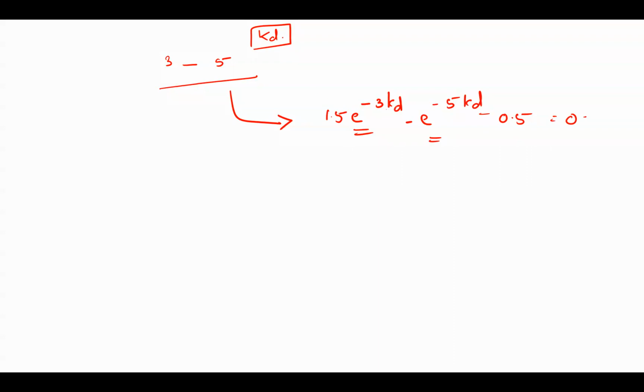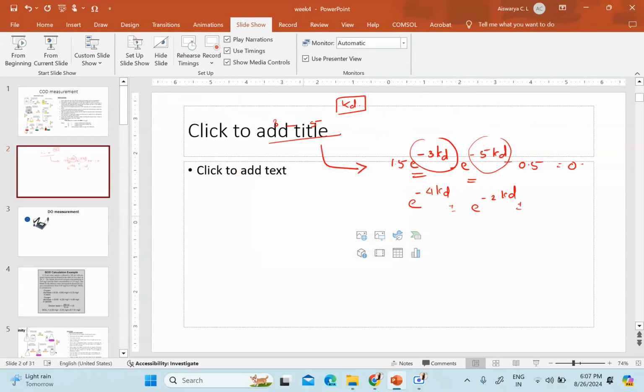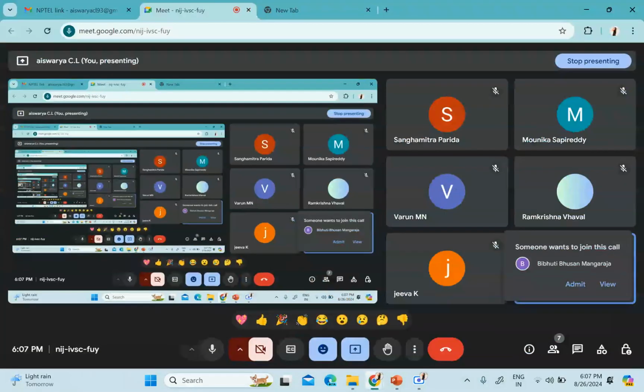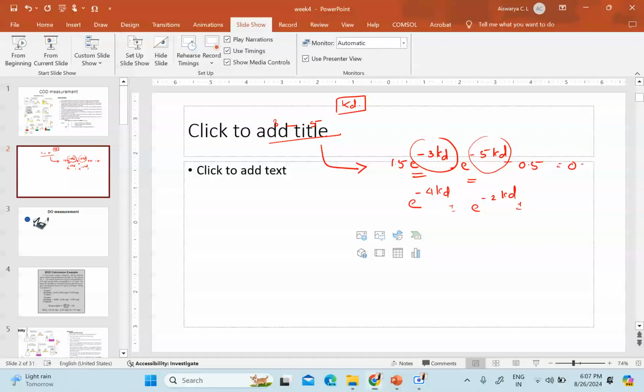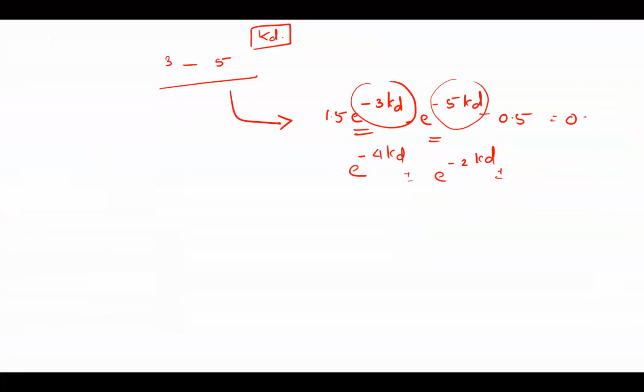So in this equation, we have minus 3 KD and minus 5 KD. We already solved one equation which has e raised to minus 4 KD, some plus or minus e raised to minus 2 KD, plus or minus some value. For example, does anybody try to solve this thing?